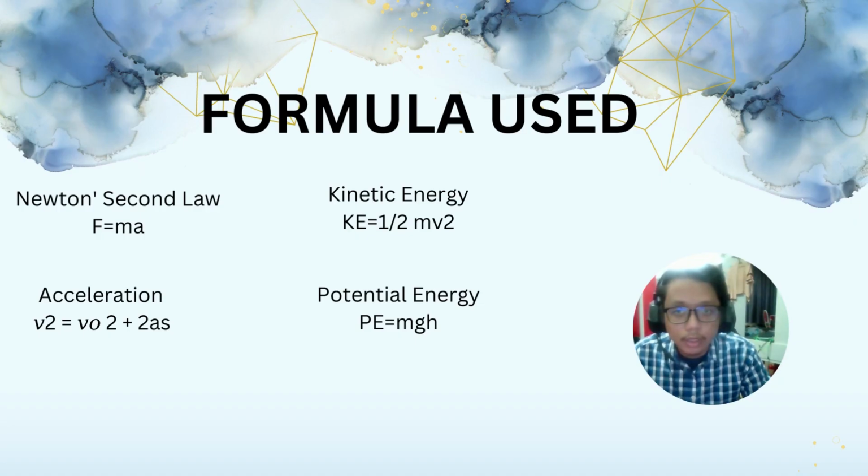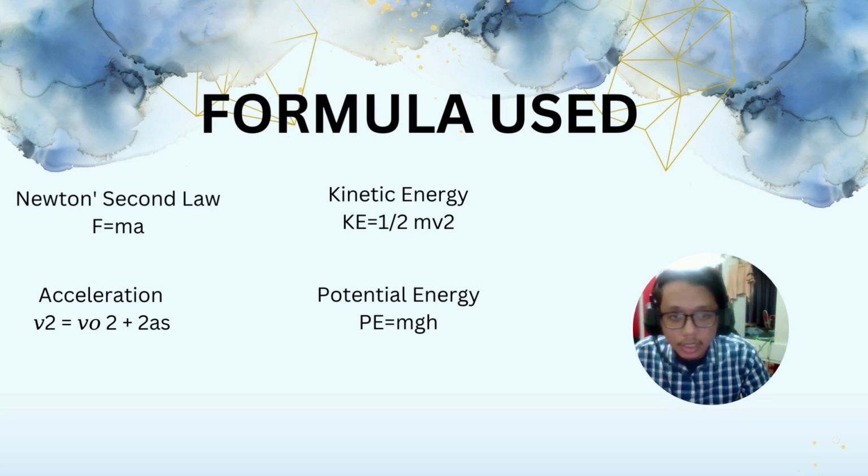Okay, next I will talk about the formulas used in this mini group project. First of all is Newton's second law, which is force equals mass times acceleration. And then final velocity squared equals initial velocity squared plus 2as. So v squared is the final velocity squared, u is the initial velocity, and as stands for acceleration times distance. For kinetic energy, KE equals 1/2 mv squared.